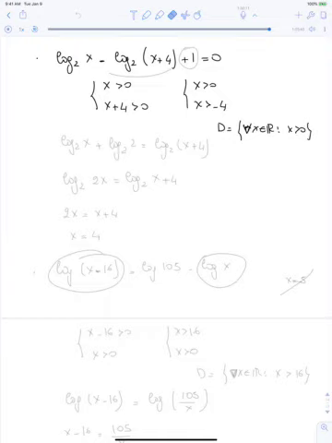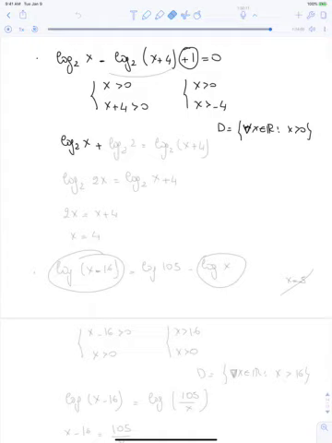Okay, now we have to work with the logarithms. First of all, we want to transform this plus 1 into the log of 2, so this is going to be log of 2x. We can move the logarithm with the negative sign to the right, so this is going to be the log base 2 of x.